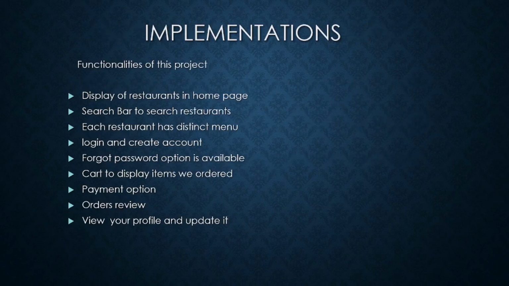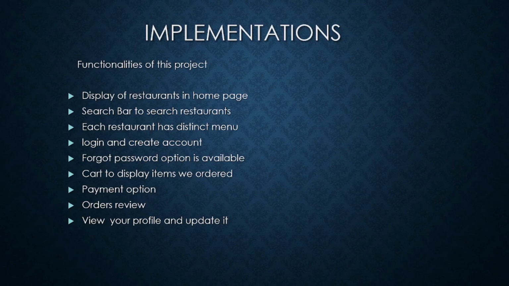Implementations. Functionalities of this project. Display of restaurants on the homepage, and a search bar to search restaurants. Each restaurant has a distinct menu. Login and create account, and a forget password option are available. A cart to display the items we ordered. A payment option for the processing and payment of the orders. Order reviews, where we can review whether the order is delivered or not. We can also view our profile and update it.